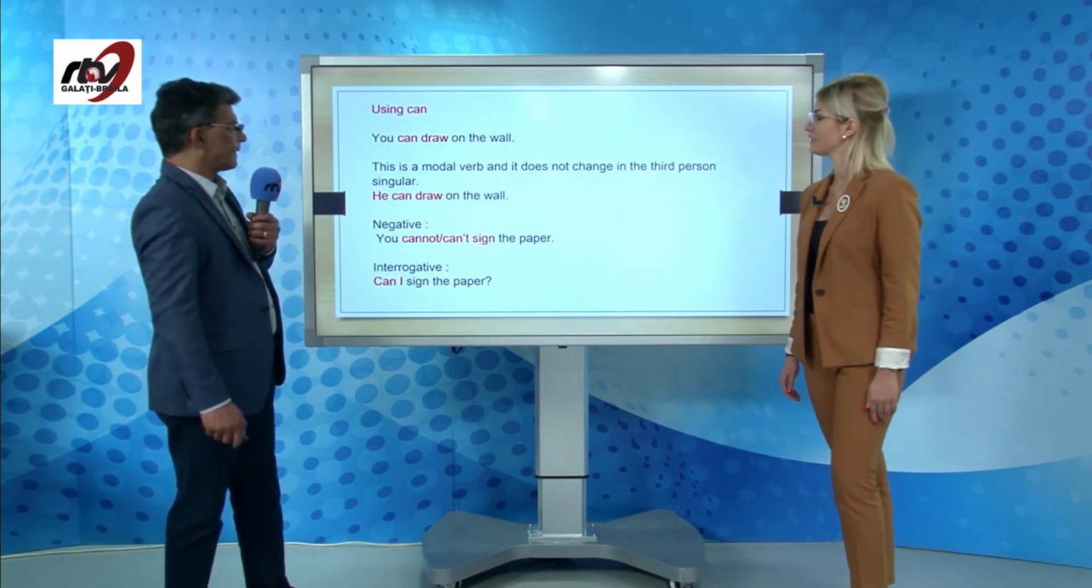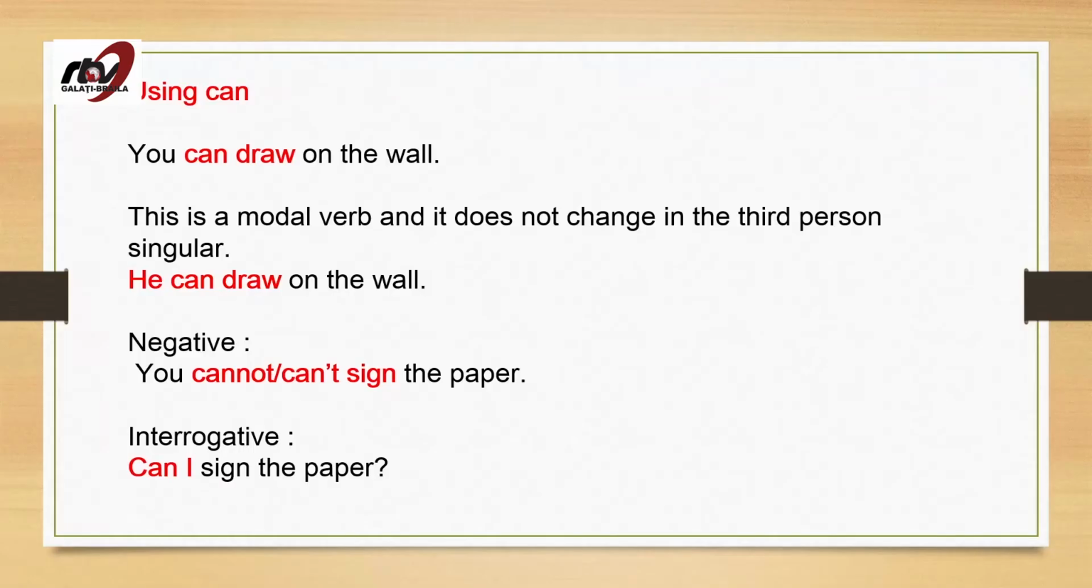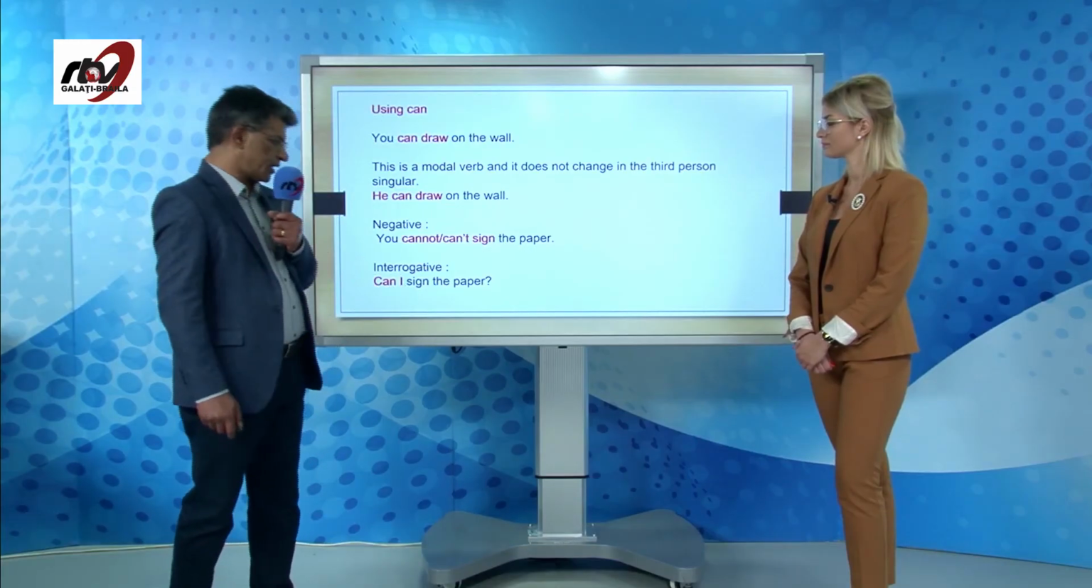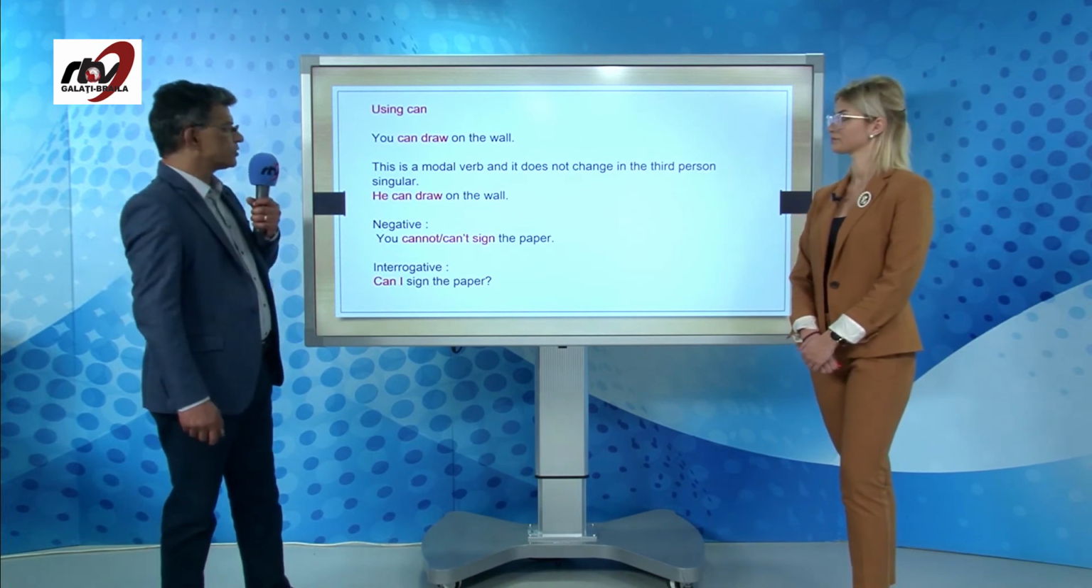We can use can. You can draw on the wall. This is a modal verb and it does not change in the third person singular. As we can see in the example, he can draw on the wall. And a negative? You cannot or you can't sign the paper. And the interrogative, can I sign the paper? Quite simple, not much to worry about.